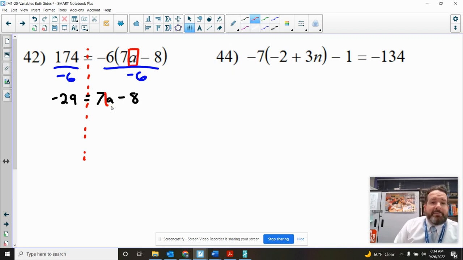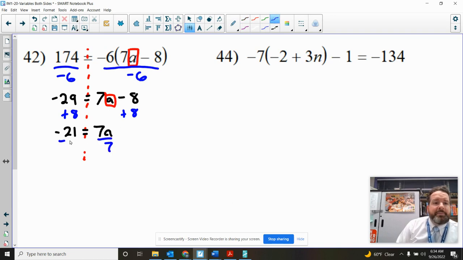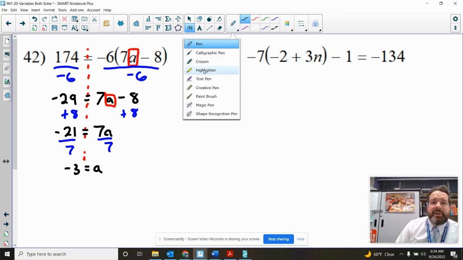I want to get a by itself. So let's do the +8. -21 is 7 times a. Divide by the 7. And we end up with -3 equals a.